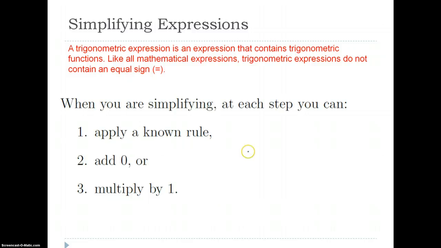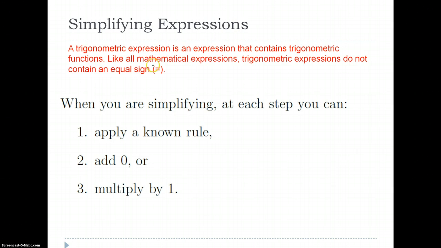Okay, an expression is not an equation. There's no equal sign. So there's only so many things that we can do. You can't do to one side what you do to the other because there are no sides. There's no equal sign. So when we're simplifying, we can only do one of 3 things.